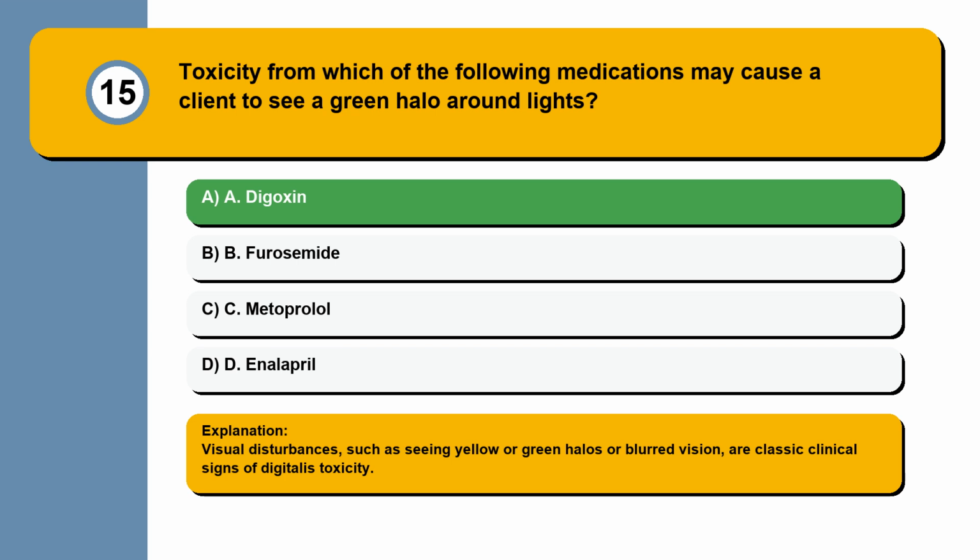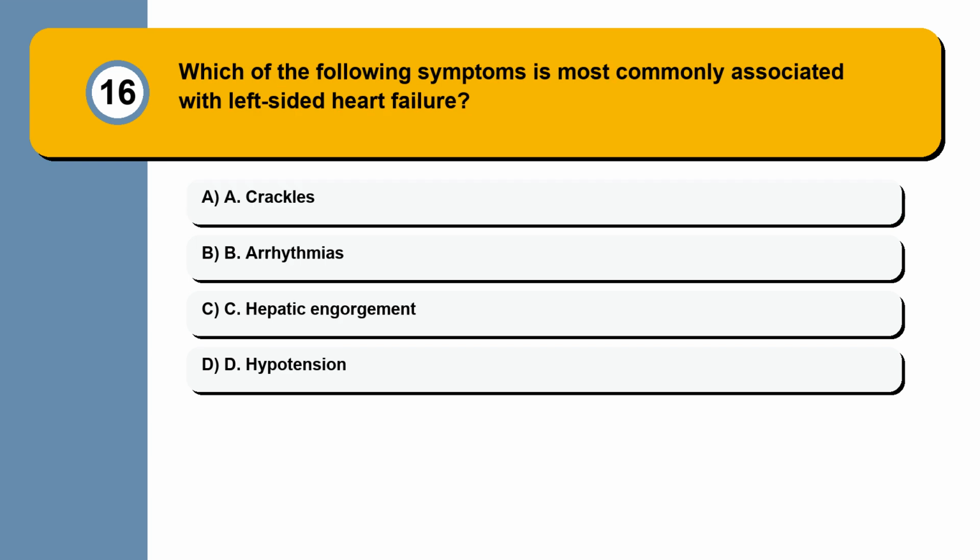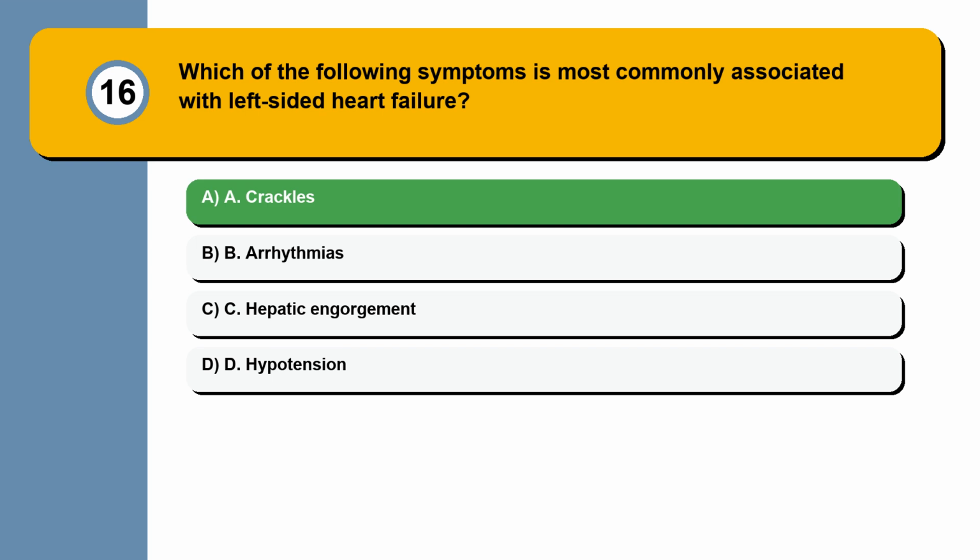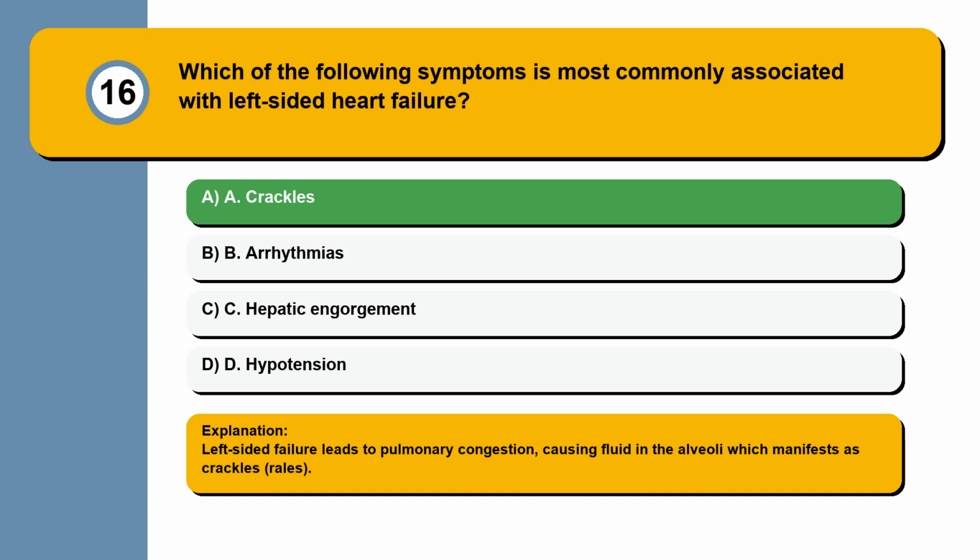Visual disturbances, such as seeing yellow or green halos or blurred vision, are classic clinical signs of digitalis toxicity. Question 16. Which of the following symptoms is most commonly associated with left-sided heart failure? A. Crackles. B. Arrhythmias. C. Hepatic engorgement. D. Hypotension. Left-sided failure leads to pulmonary congestion, causing fluid in the alveoli, which manifests as crackles.